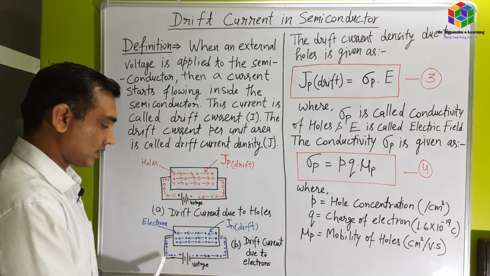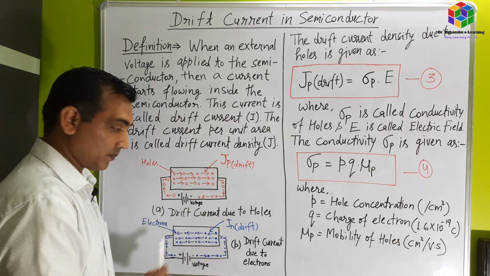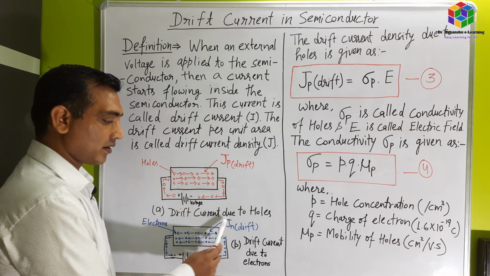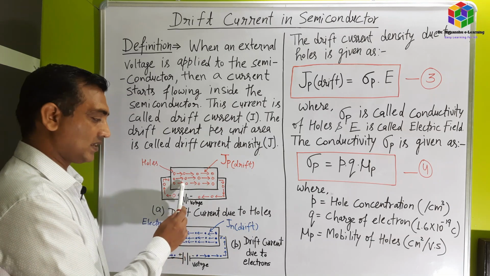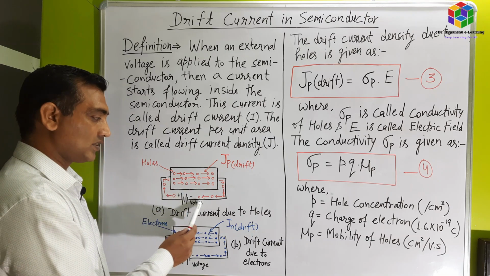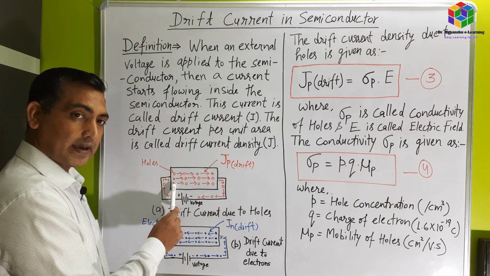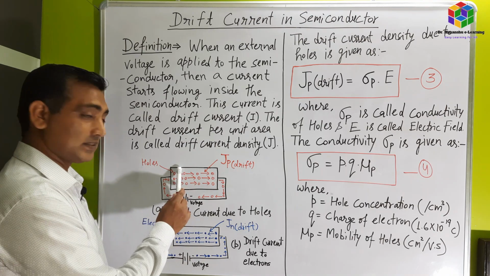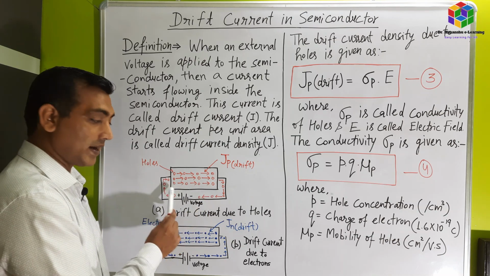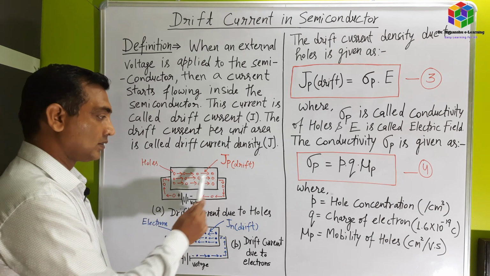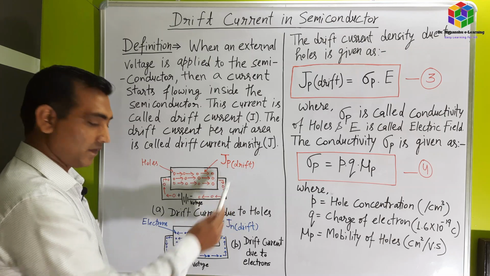Here two diagrams are shown, diagram A and diagram B. In diagram A, drift current due to the holes is shown. Here a battery is applied to the semiconductor, and due to this voltage the majority carriers are holes, because this is a p-type semiconductor, and they start flowing from the positive terminal of the battery to the negative terminal. So this is known as Jp drift.